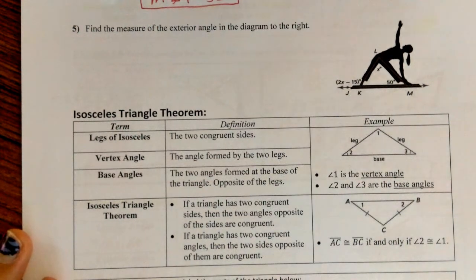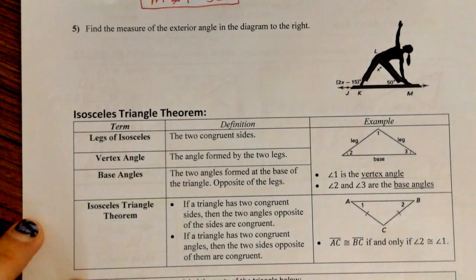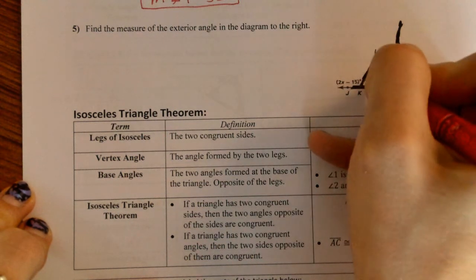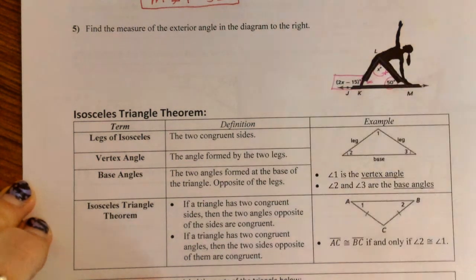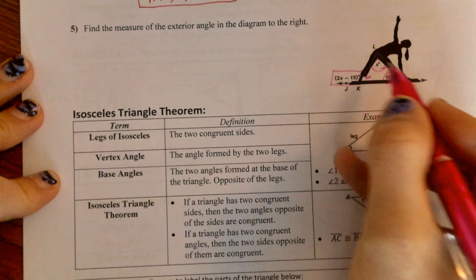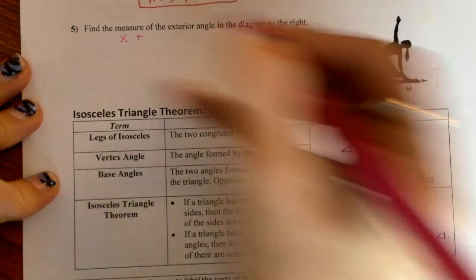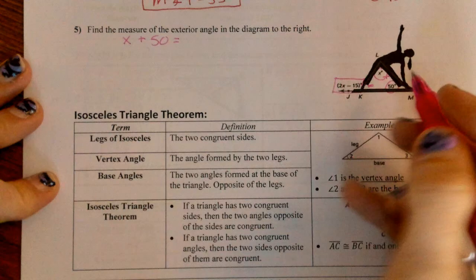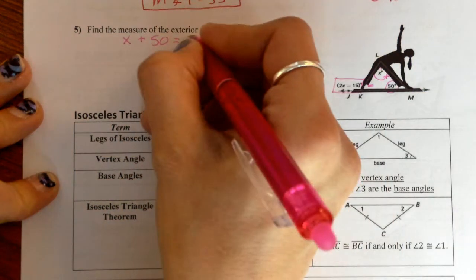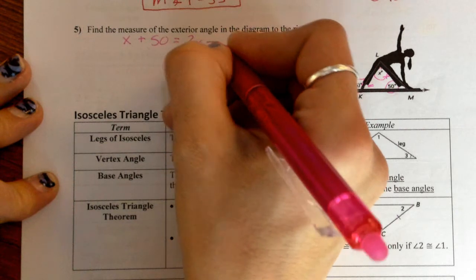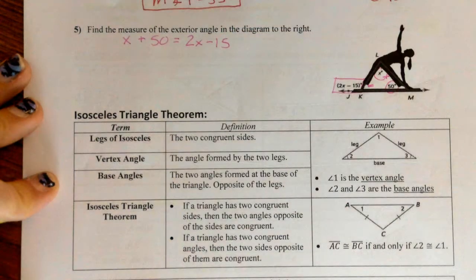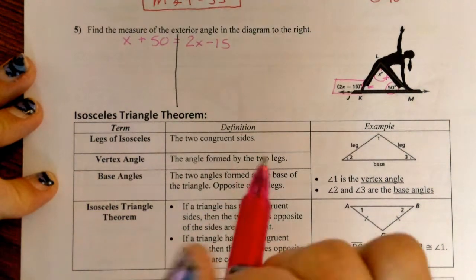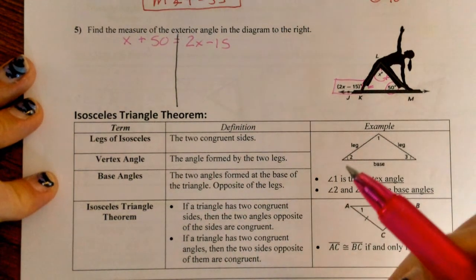Speaking of algebraically, this one we're going to have to do algebraically. We're going to have inside plus inside is going to equal that outside right here. So we have that. I'm going to put the x first. I have x plus my other remote interior, 50, all equal to the exterior angle, 2x minus 15. So again, I'm going to go through this quickly, pause it, solve for x on your own, and then resume and make sure that you got x correctly.